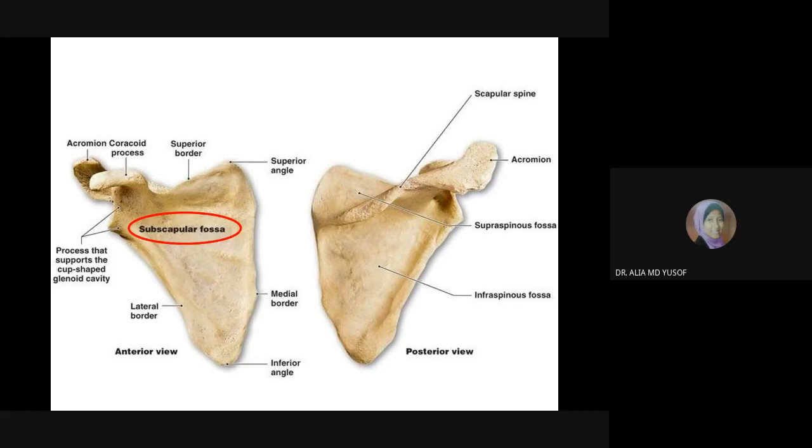Okay, right. This flat area, saya ulang, yang berbentuk triangular ini. Okay, at anterior view, you see it is flat, kan? This is what we call as subscapular fossa. Okay, subscapular fossa. Right.